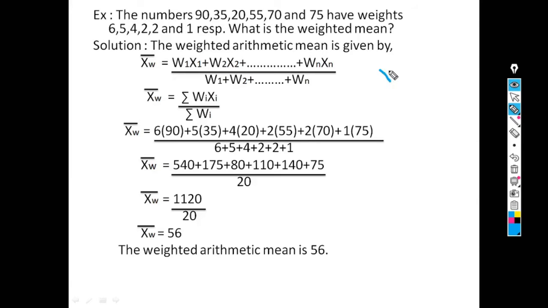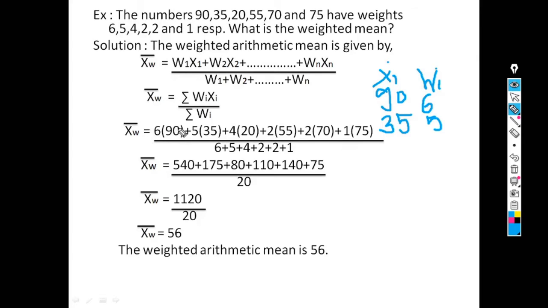The values of xi's are 90, 35 and 20 and so on. Similarly, the values of weights, that is wi's, are 6, 5, 4, 2, 2 and 1. So the formula for weighted arithmetic mean is xw bar is equal to summation of wi into xi divided by summation of wi. So the first weight is 6 and the first value of the variable is 90.